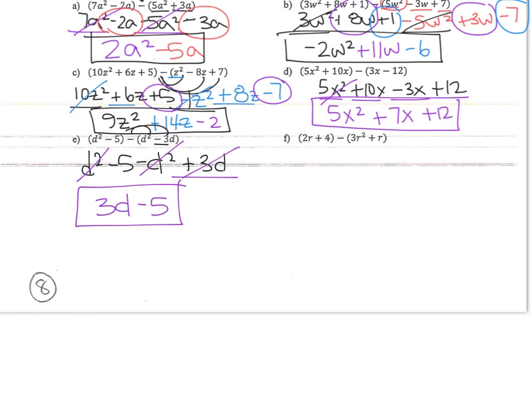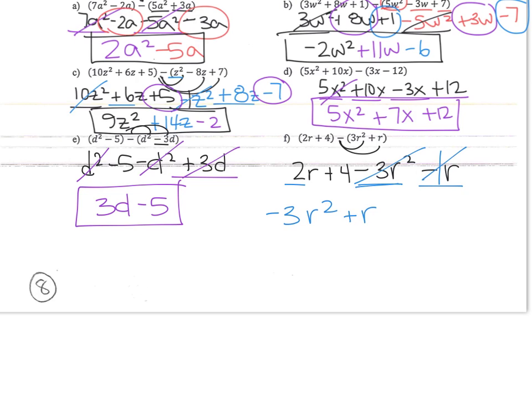And then f, you're going to distribute the negative through, so it's 2r plus 4 minus 3r squared minus r. So the only r squared term is this, which is a negative 3r squared. Now this one has a negative 1, so 2r minus 1r is just an r, cross, cross, and then you have a 4. And these are not like terms.